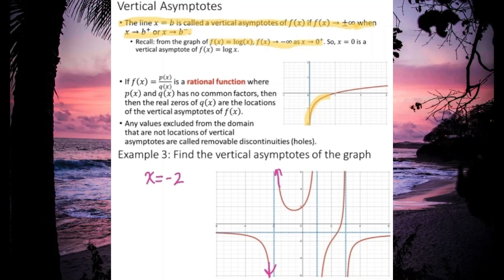But we can also see this characteristic as our function approaches 1 from the left or right, or as our function approaches 3 from the left or right. So x equals 1 and x equals 3 will also be vertical asymptotes of our graph.